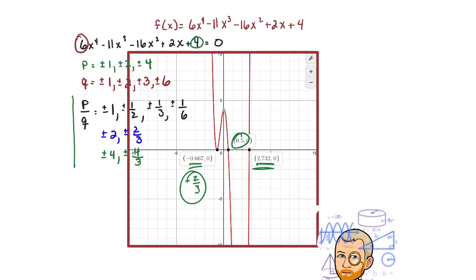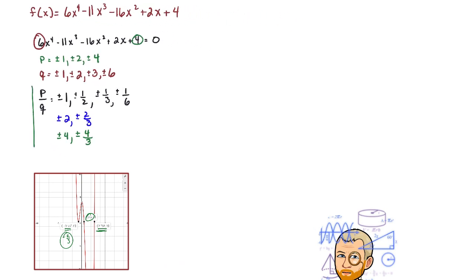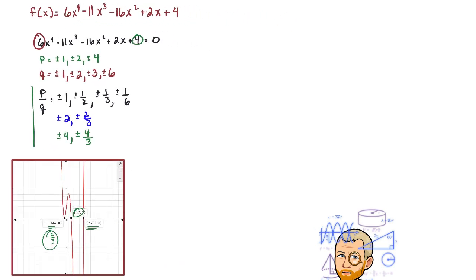Now here comes a new, not a new step, but an efficient way to do this. So right now we think that x equals, based on that graph, 0.5 was an answer, and we think x equals negative 0.66, and we think that's a repeating 6 as an answer. Let's make these things fractions.